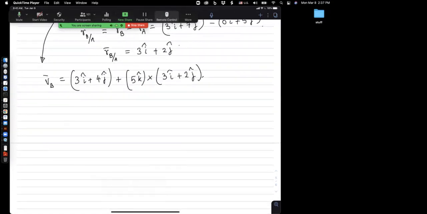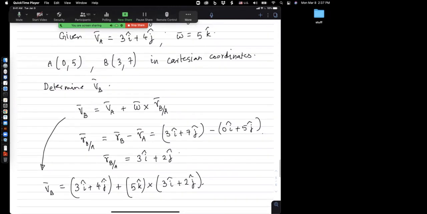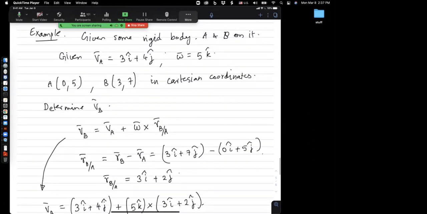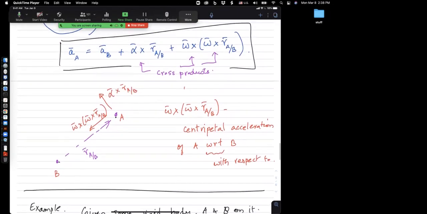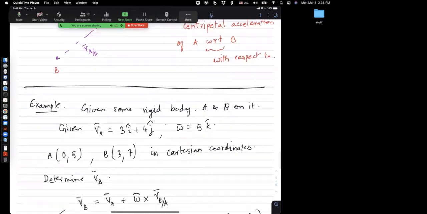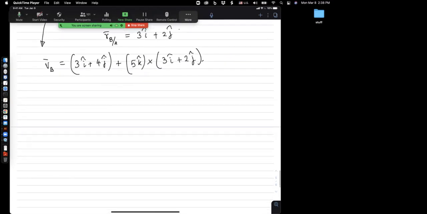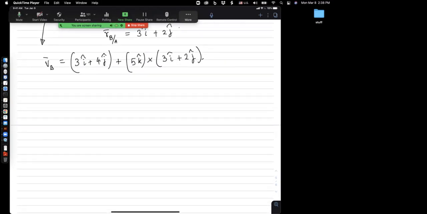Let's quickly do this cross product and then we'll end today's lecture. And then we will do the acceleration. We'll do an example with the acceleration version of this formula. And then we will quickly start studying more complex kinematic mechanisms using these formulas. It turns out these formulas underlie the kinematics of important machines. So we'll do that next time. But for now, we'll just do this cross product and leave it at that.